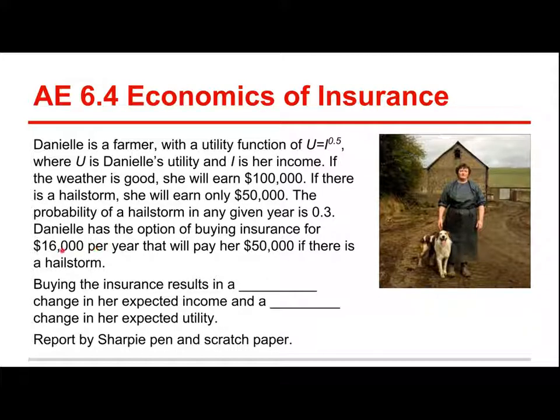And then we've got her considering this policy that costs $16,000 a year and it's full insurance. So if she loses the $50,000 of income because of the hailstorm, the insurance policy pays off by compensating her exactly for that $50,000. And we're asked to find what's the change in her expected income and what's the change in her expected utility.